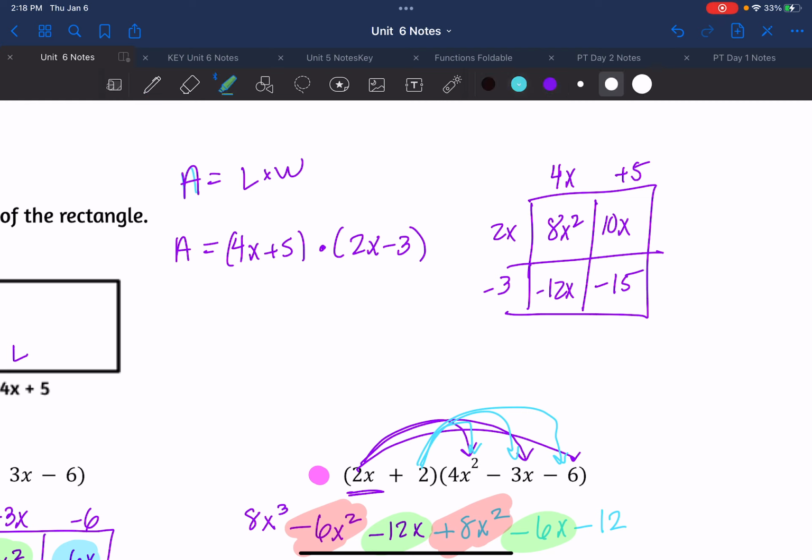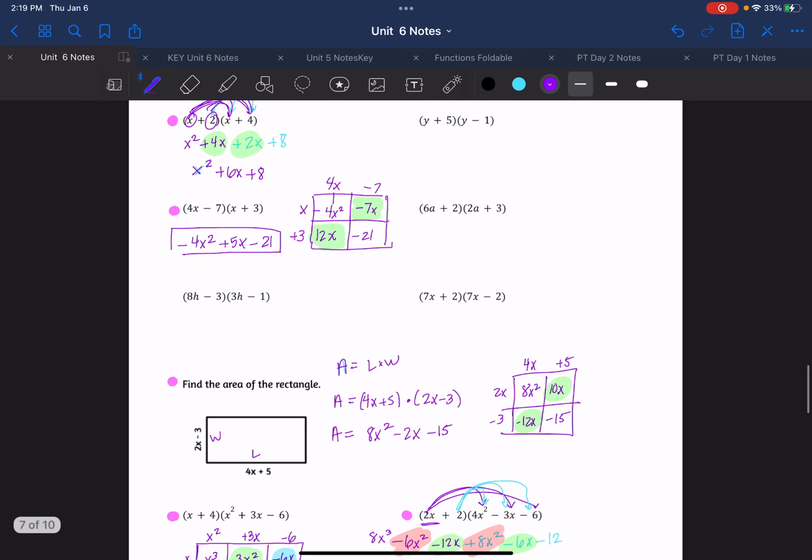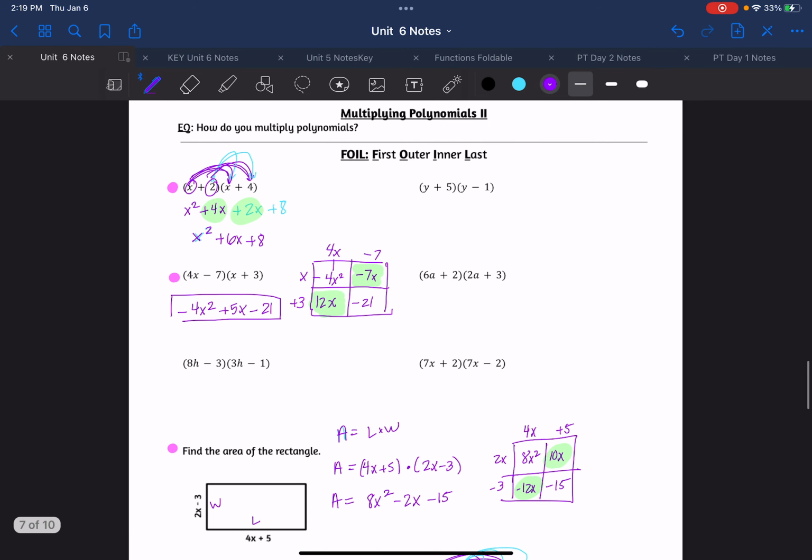All right, almost done. Identify like terms. This is a like term, that's a like term. All right, so my area can be found by this expression. 8x squared. All right, 10x plus a negative 12x is a negative 2x minus 15. And that's it. So this concludes your notes for multiplying polynomials 2.